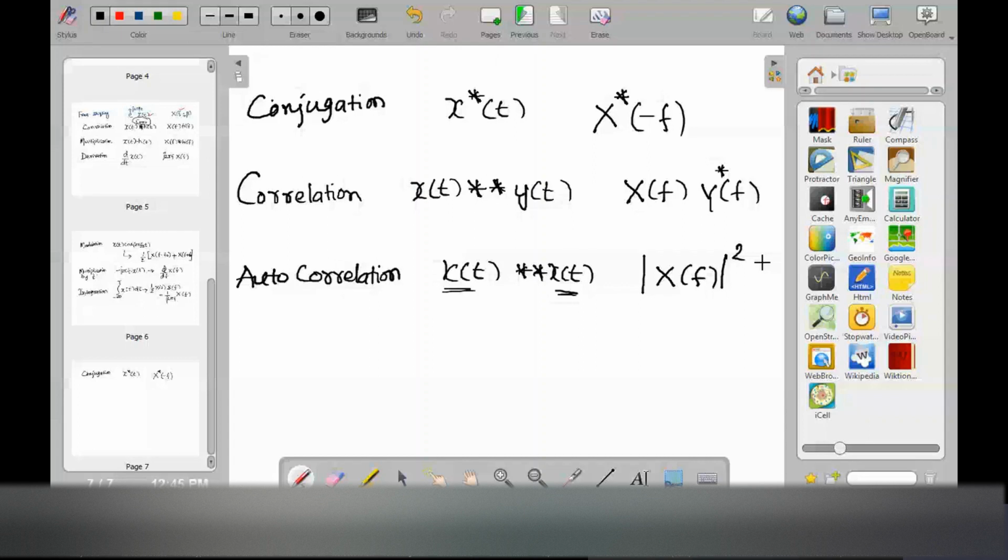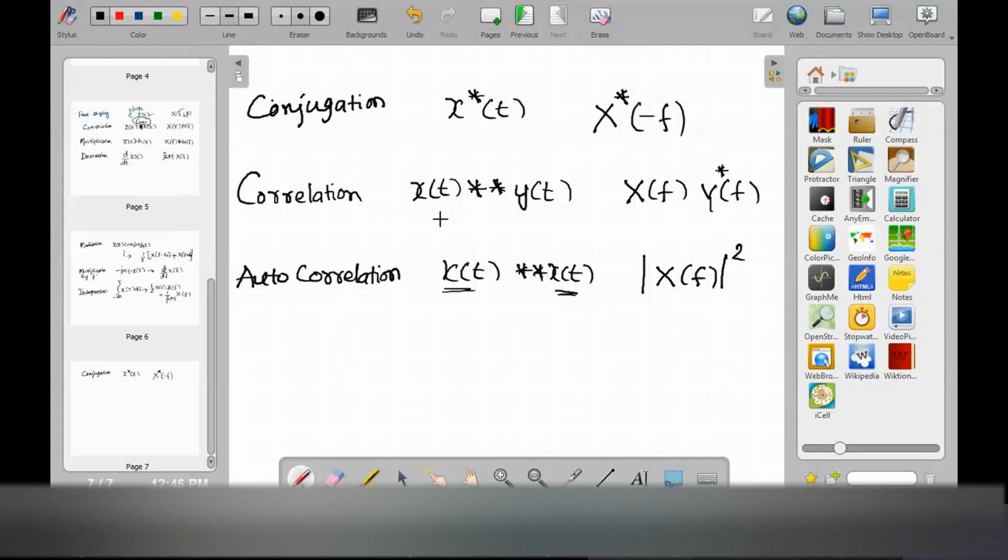Yes, sir. So correlation means x of t and y of t are the two signals. If you want to know the correlation between them, that is nothing but two convolutions. If I make convolution into convolution, that is called correlation. In frequency domain, there will be x of f into y conjugate of f. It's not y of f, it is y conjugate of f.